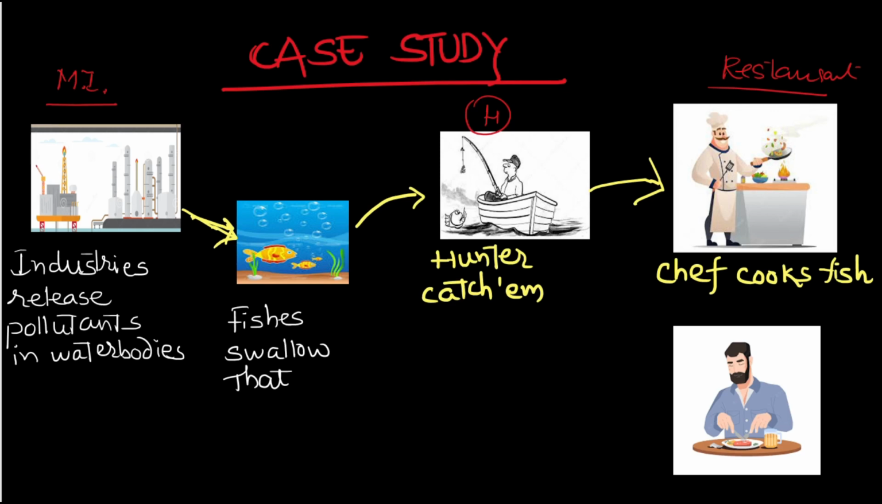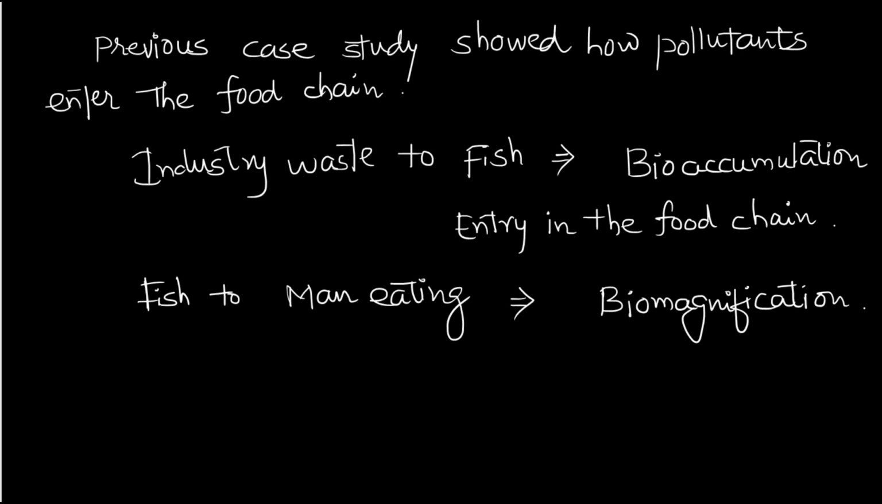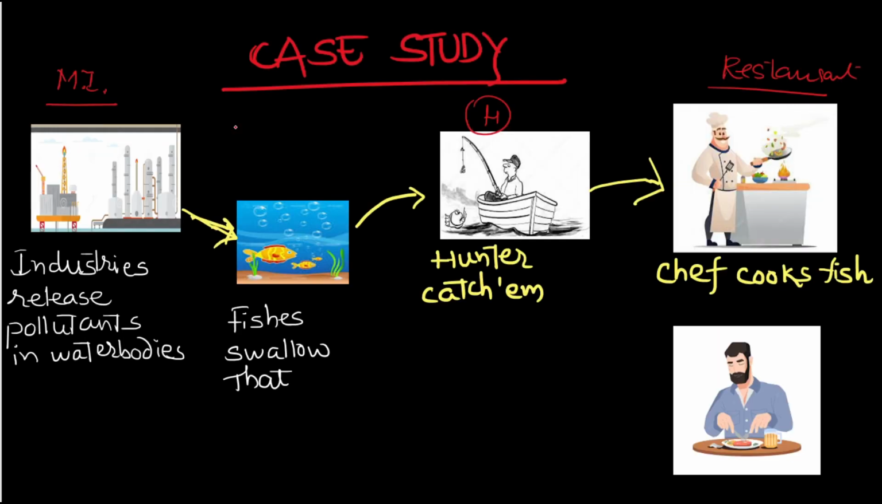Now, what can we derive from this case study? Let us see. In the previous case study, when the industry releases its polluted water in the water body and then fish swallow that water, that is the point where the pollutants enter the fish's body, and that is how the pollutant makes an entry into the food chain. In this particular example, industry waste to fish, that is the bioaccumulation. Entry in the food chain, that is bioaccumulation.